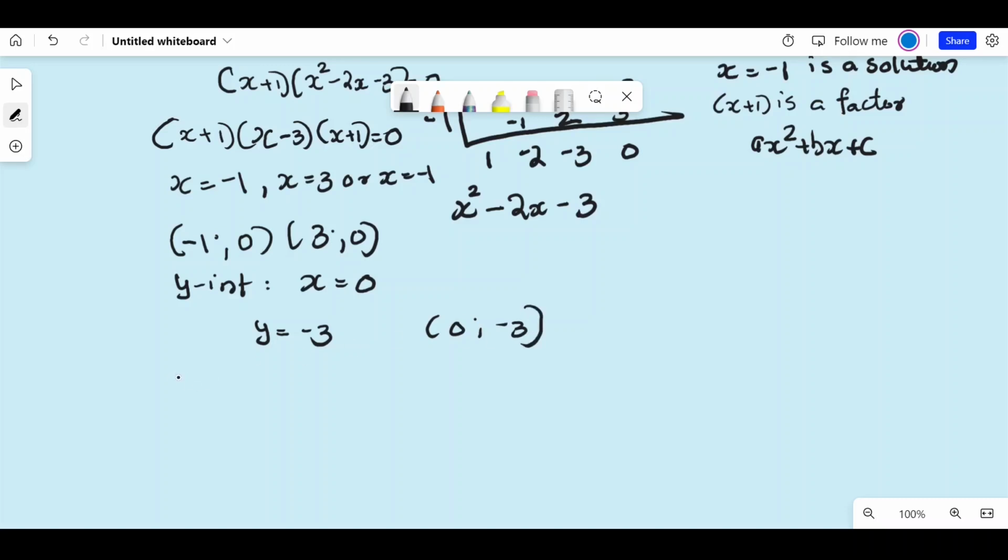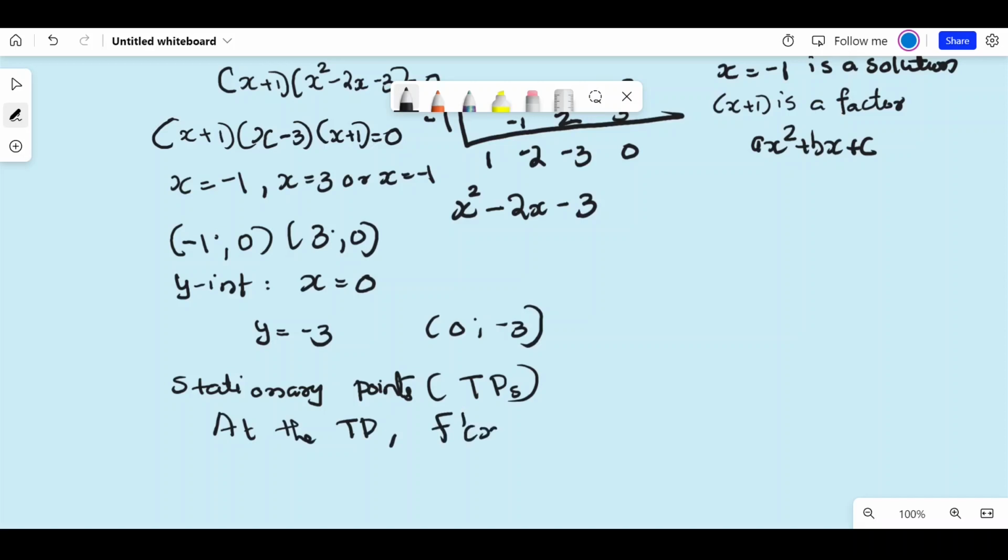Now we are left with the stationary points. Stationary points are the most important part in the cubic graph. Stationary points are the turning points. You must remember, at the turning point, the derivative is equal to 0. The gradient is 0 at the turning point. That's the meaning of it.